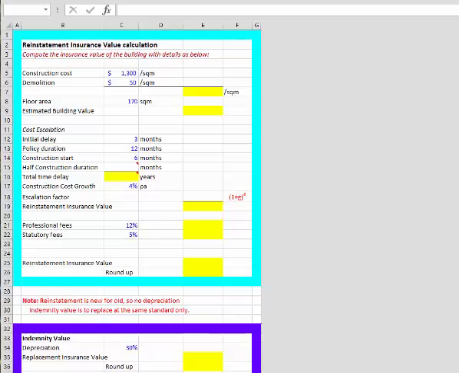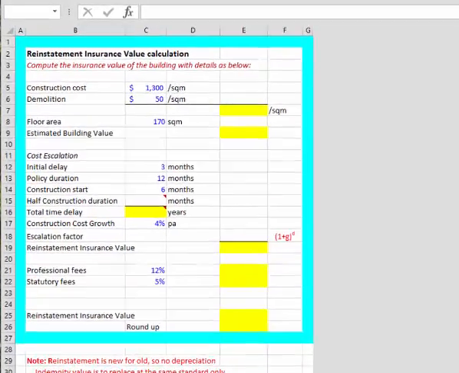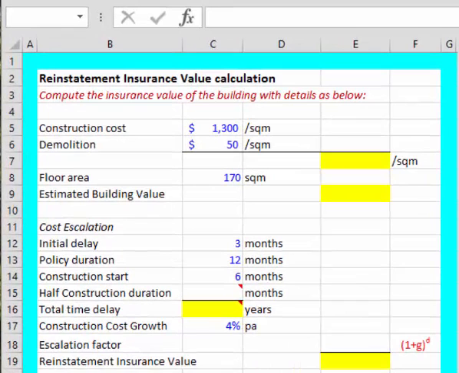This calculation is pretty straightforward. First thing we need to do is look at the total construction cost. And so here in our case we'll say that we've got a construction cost that we're writing in as $1,300 per square metre. We're also going to add an amount for demolition and rubbish removal and so on, and so we'll work that in this case on $50 per square metre.